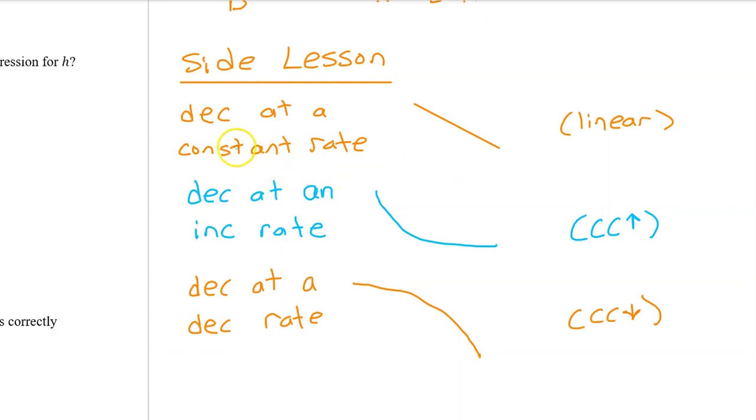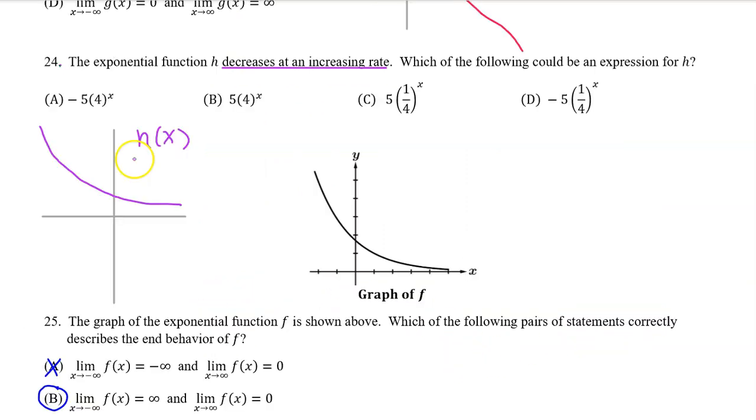One more time. Decreasing at a constant rate of change would be linear. Decreasing at an increasing rate of change would be concave up. And decreasing at a decreasing rate of change would be concave down. So if function h is an exponential function that decreases at an increasing rate, it must be decreasing but concave up like this. So now we can answer the question. It had to be above the x-axis for this, which means the a value had to be positive. That eliminates option A and option D.